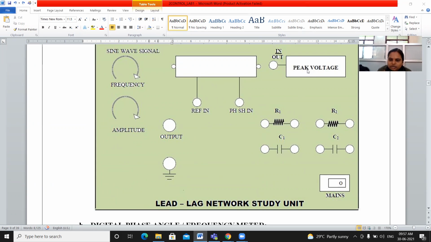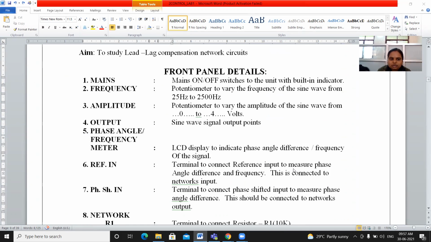This is the input voltage, and this is the main switch. Now we'll go through what it has. The first one is the mains, which has on-off switches for the unit with built-in indicators. All the facilities are there. It is like a small kit where you are going to operate your experiment.